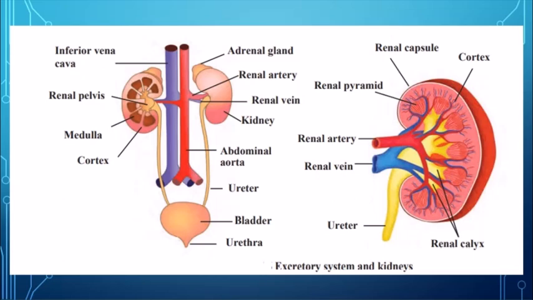There are two bean-shaped kidneys situated on both sides of the vertebral column. The functional unit of the kidney that performs the basic function of filtration is the nephron. So the nephron plays an important role in the functioning of the kidneys. Here in the picture you can also see how the different organs are connected to each other, and how the urine passes from one organ to the other and is then given out of the body.